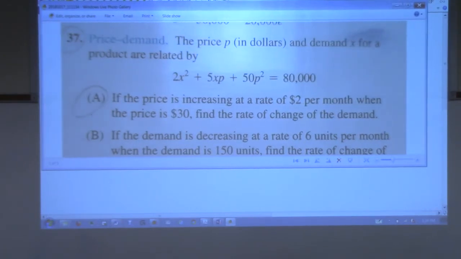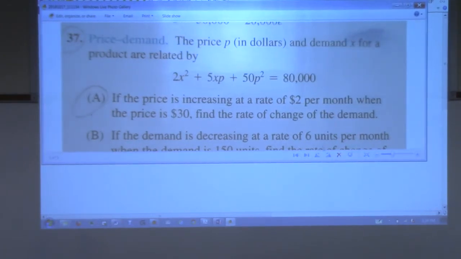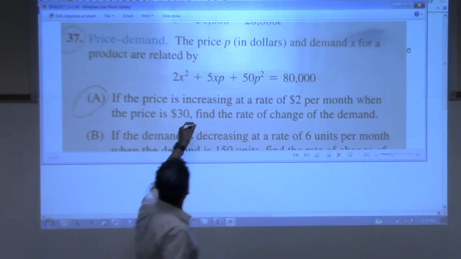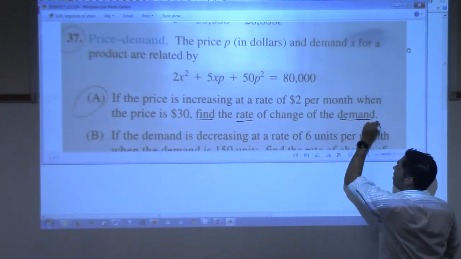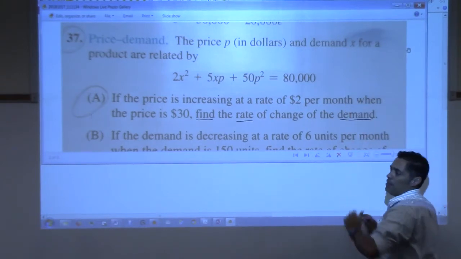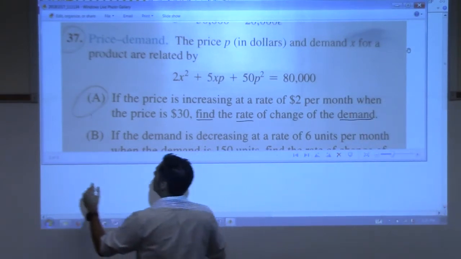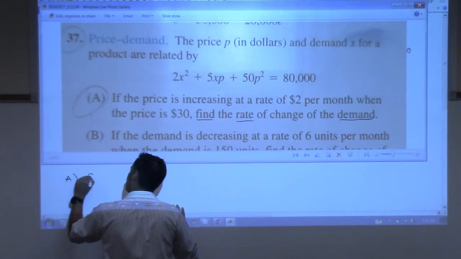Hold on, I will answer that as soon as I get this up here. So who said what? That's right. They want us to find dx dt. They want us to find the rate, which is a derivative. The derivative of what? Demand. What is demand? X. They want dx with respect to time. So we want dx dt.